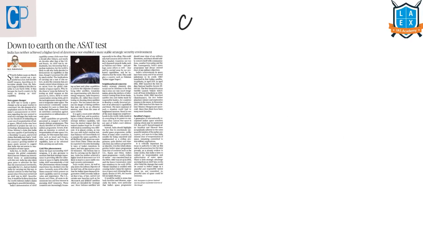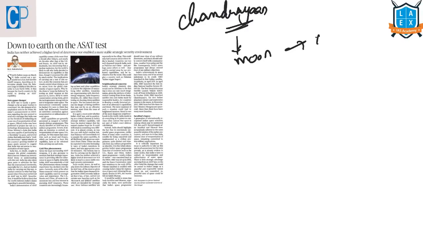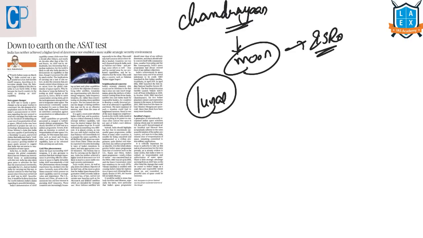And the next thing is Chandrayaan. This Chandrayaan was India's first mission to the moon that was launched by Indian Space Research Organization. The aim of this mission was to study the lunar surface by orbiting the moon at a height of 100 kilometers from the moon's surface.